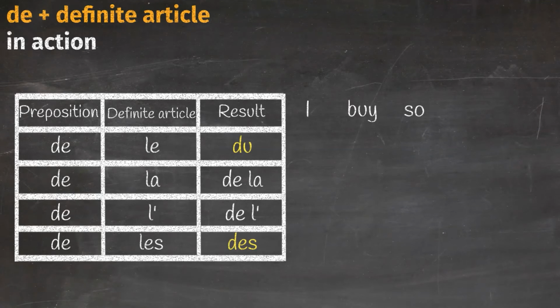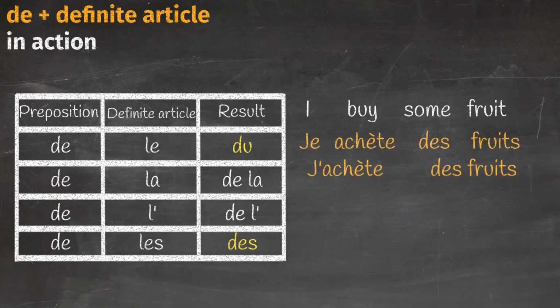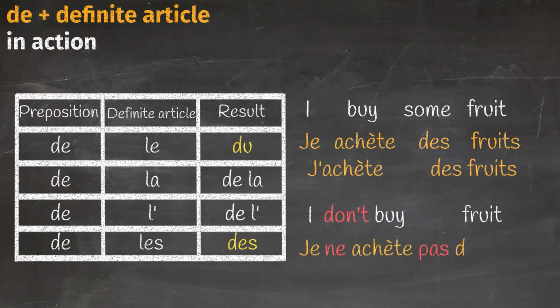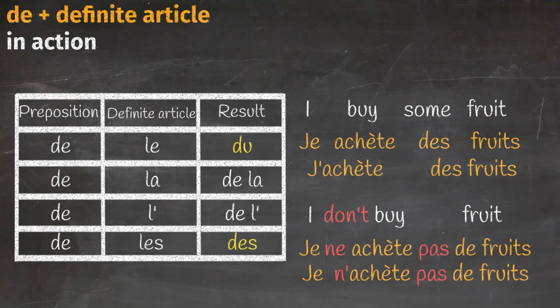And the last example, I want to say I buy some fruit. J'achète des fruits. Why did I choose des? Well, because the word fruit is in plural in French form, actually. So that's why I chose de plus les, which together they will be des. Now, if I want to negate the sentence, I would say je n'achète pas de fruits. Once again, as you see, I did not use des. Because when we negate the sentence, we cannot use the definite article after de. That was all.